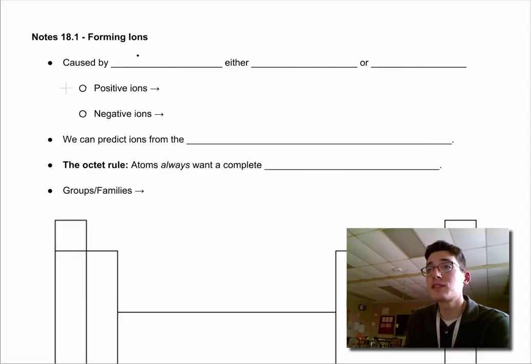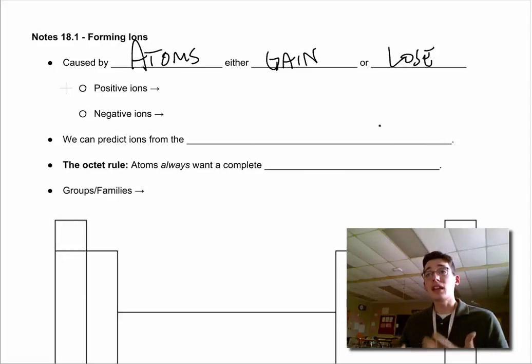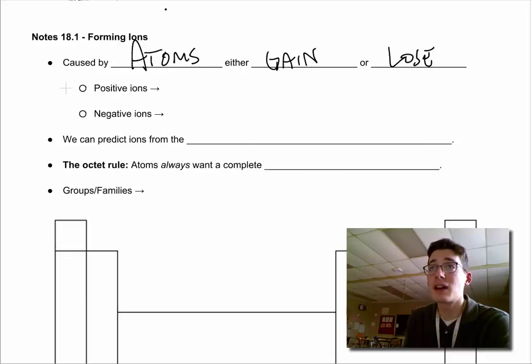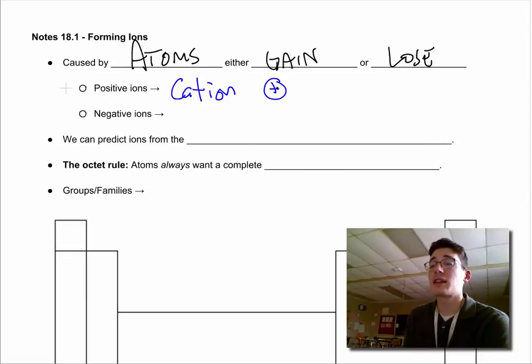So ions are caused by atoms. Here I am, a happy little atom, and I either gain or lose electrons to become an ion. And remember, our positive ions, I'm going to use blue. These are called cations, C-A-T-I-O-N, pronounced cation. And that is a positive ion. It is a positive charge.